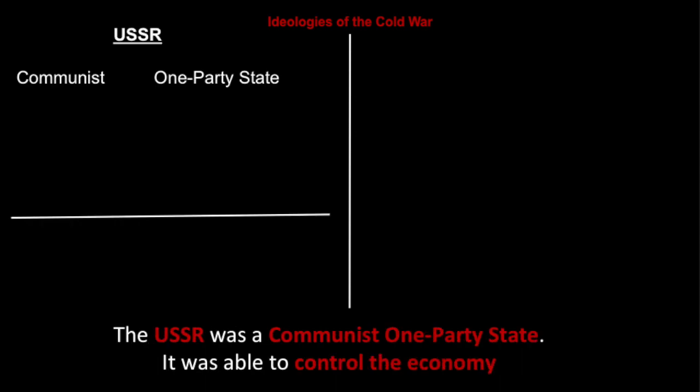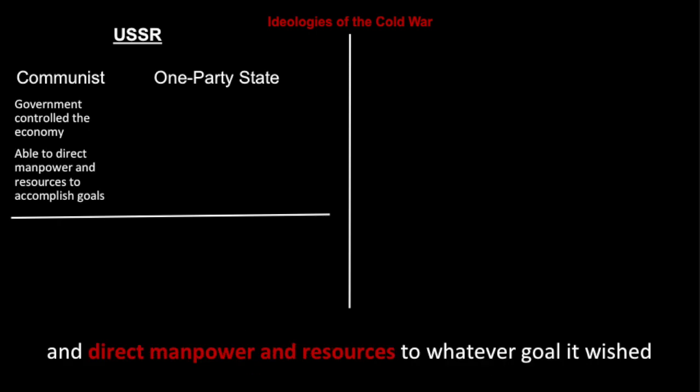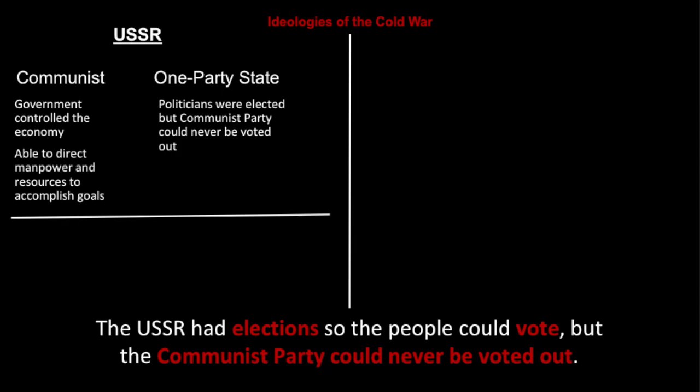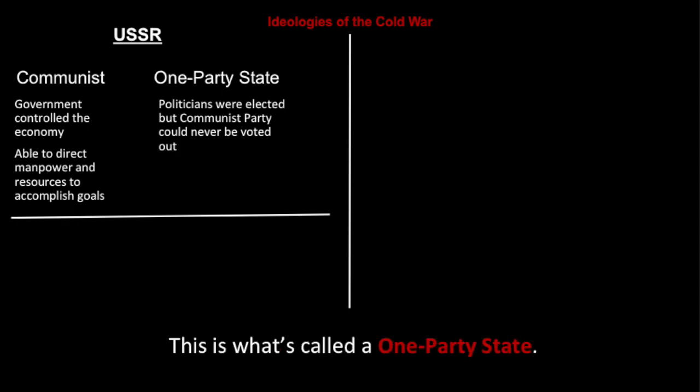The USSR was a communist one-party state. It was able to control its entire economy and direct manpower and resources to whatever goal it wished. The USSR had elections so the people could vote, but the Communist Party could never be voted out. This is what's called a one-party state.